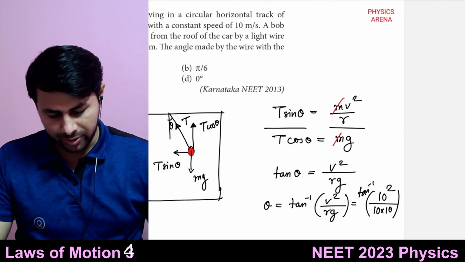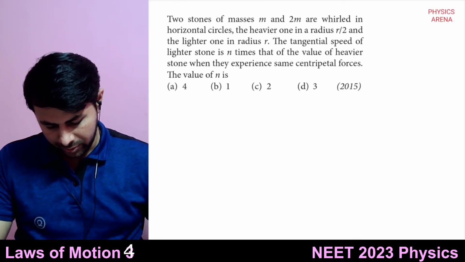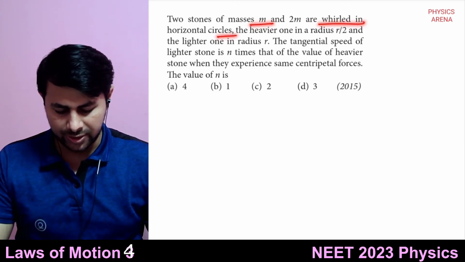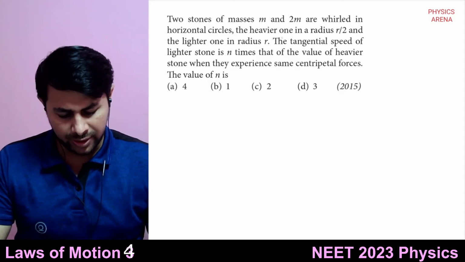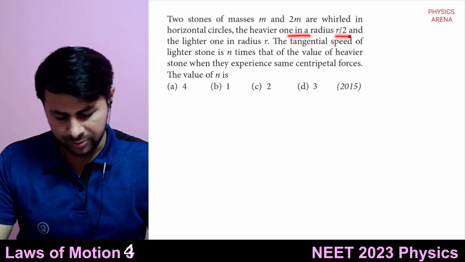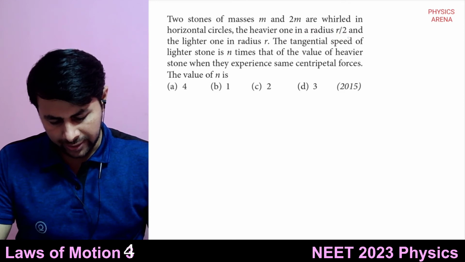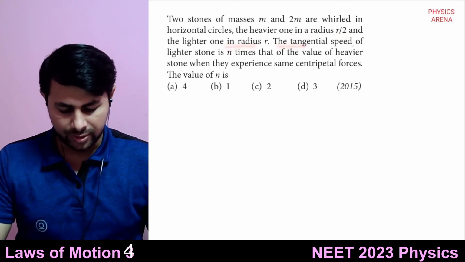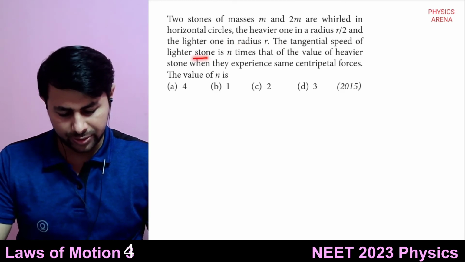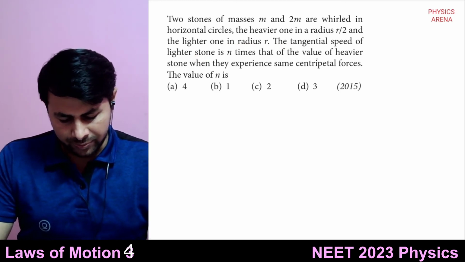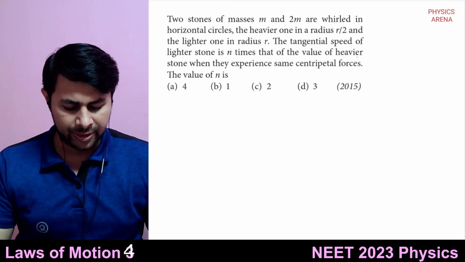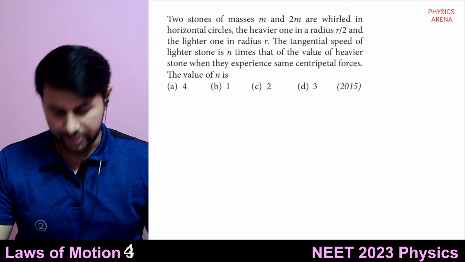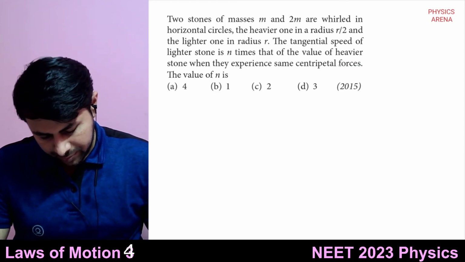Let's move on to the next problem. Two stones of masses m and 2m are whirled in horizontal circles, the heavier one in radius r by 2 and the lighter one in radius r. The tangential speed of the lighter stone is n times that of the heavier stone when they experience the same centripetal forces. Okay, so same centripetal forces, right?